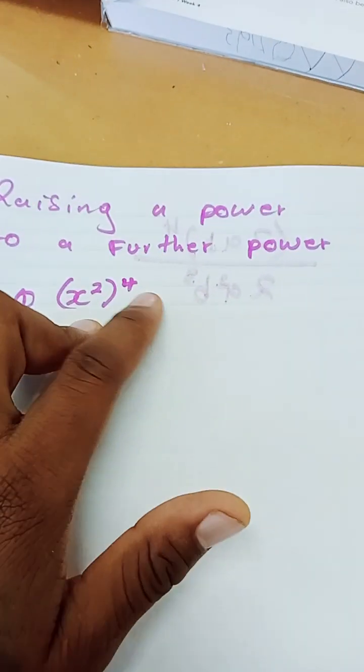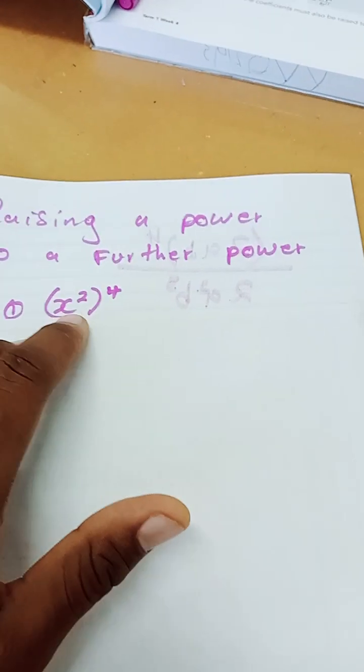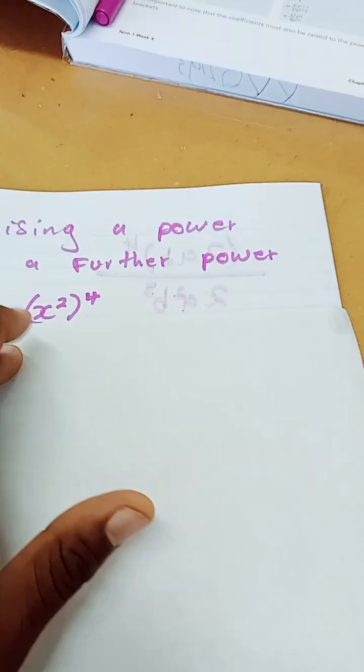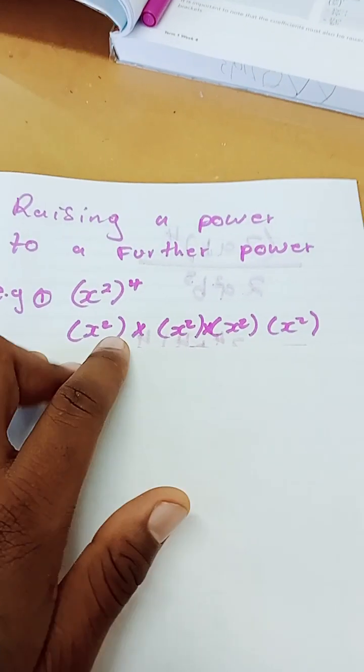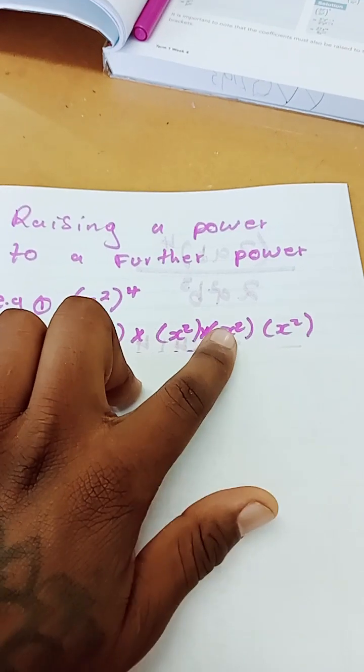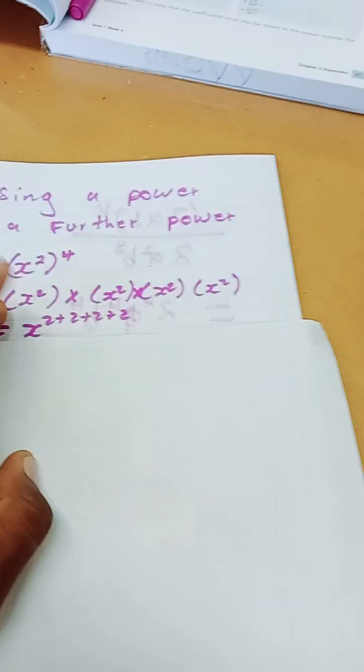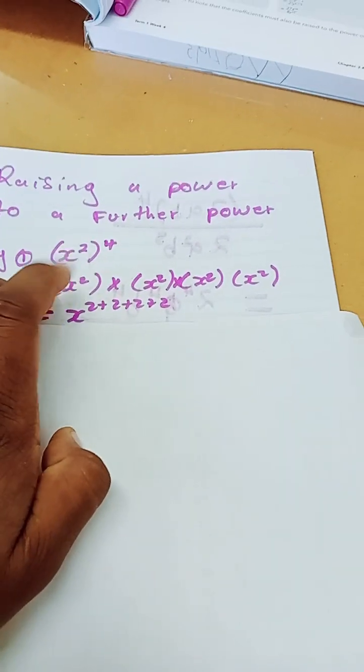So remember what an exponent tells you. It tells you how many times we must multiply this expression by itself. Since we have 4 here, that means we must multiply this expression 4 times. So we'll have x squared multiplied by x squared multiplied by x squared multiplied by x squared. That is 4 times.